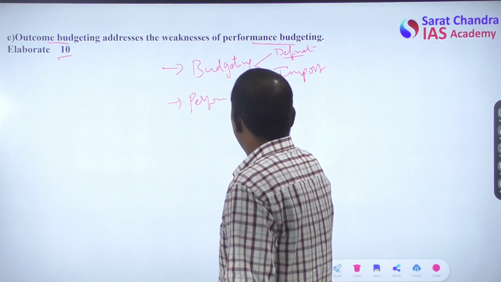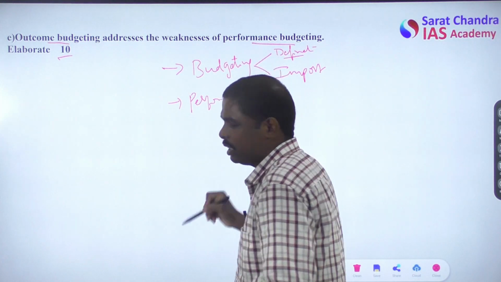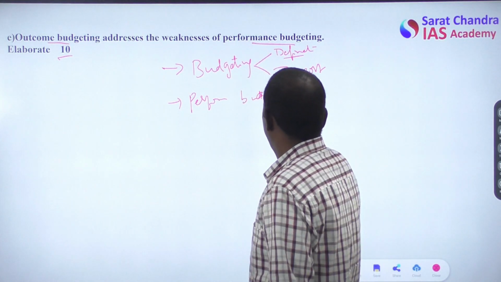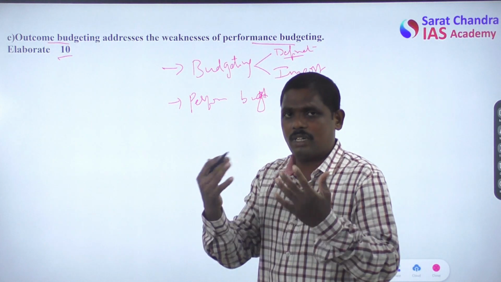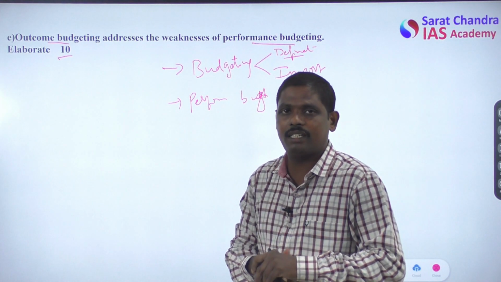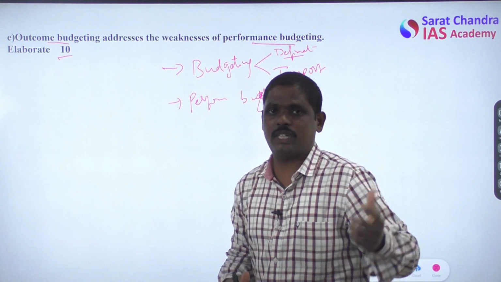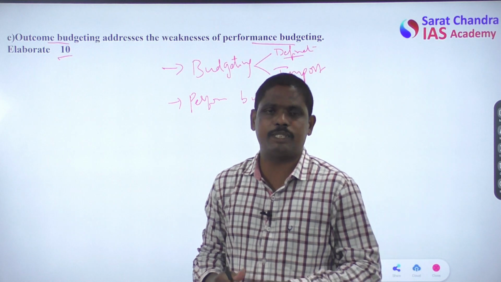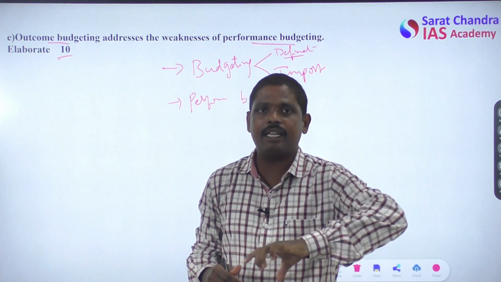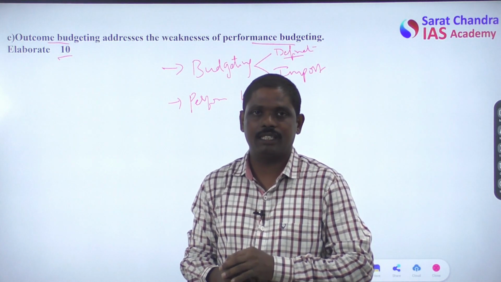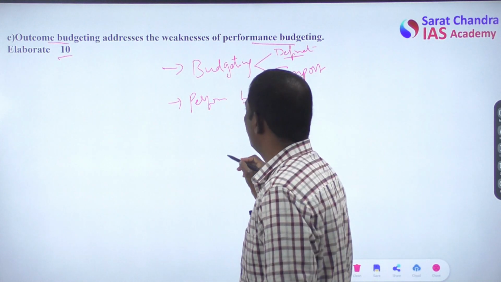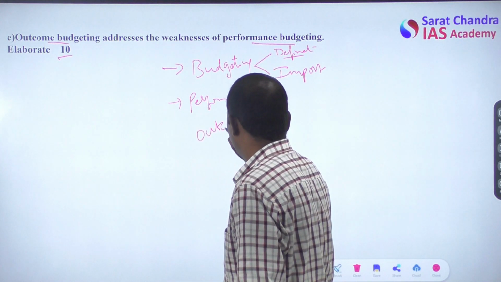Then what is performance budgeting? Just what is a performance budget? How did it emerge? The role of the Hoover Commission, and in India the role of the first ARC. So it was first introduced on the recommendations of the Hoover Commission in America. Then in India it was recommended by the first ARC. Alright? And what is outcome budget?